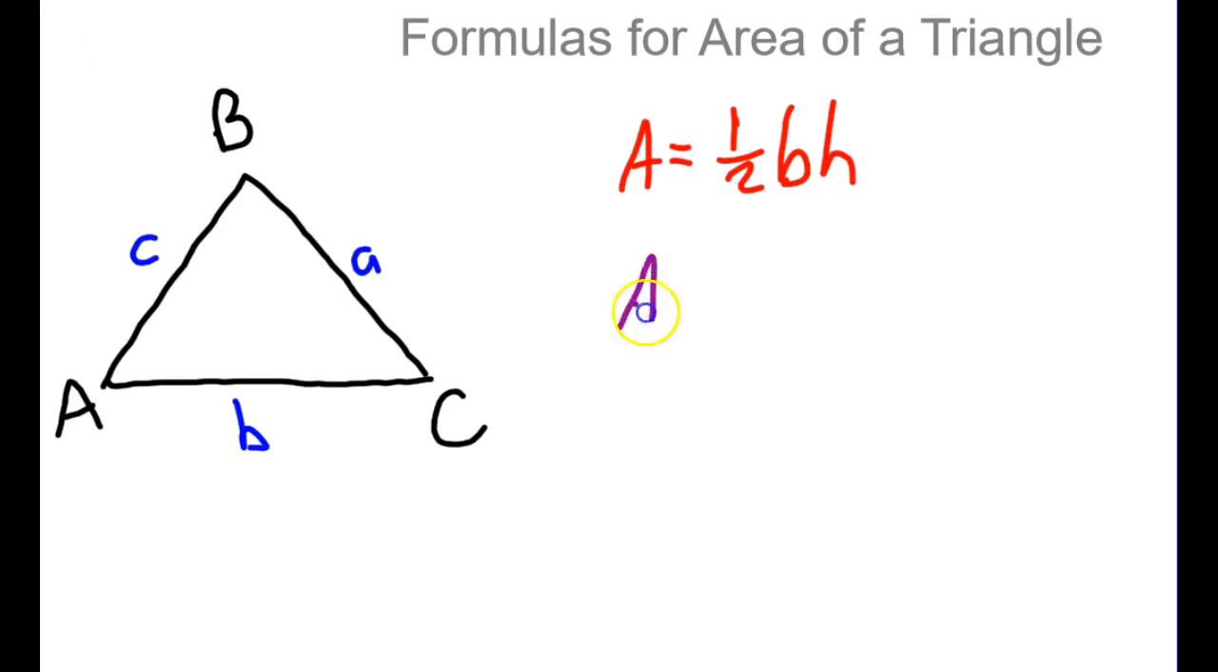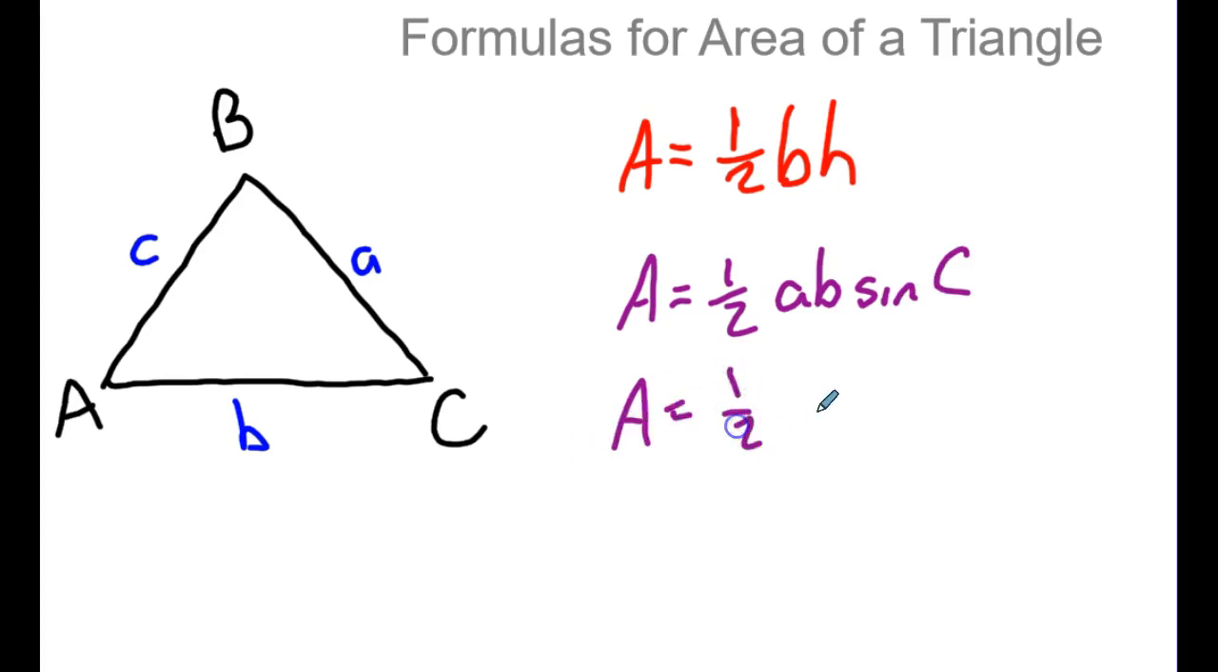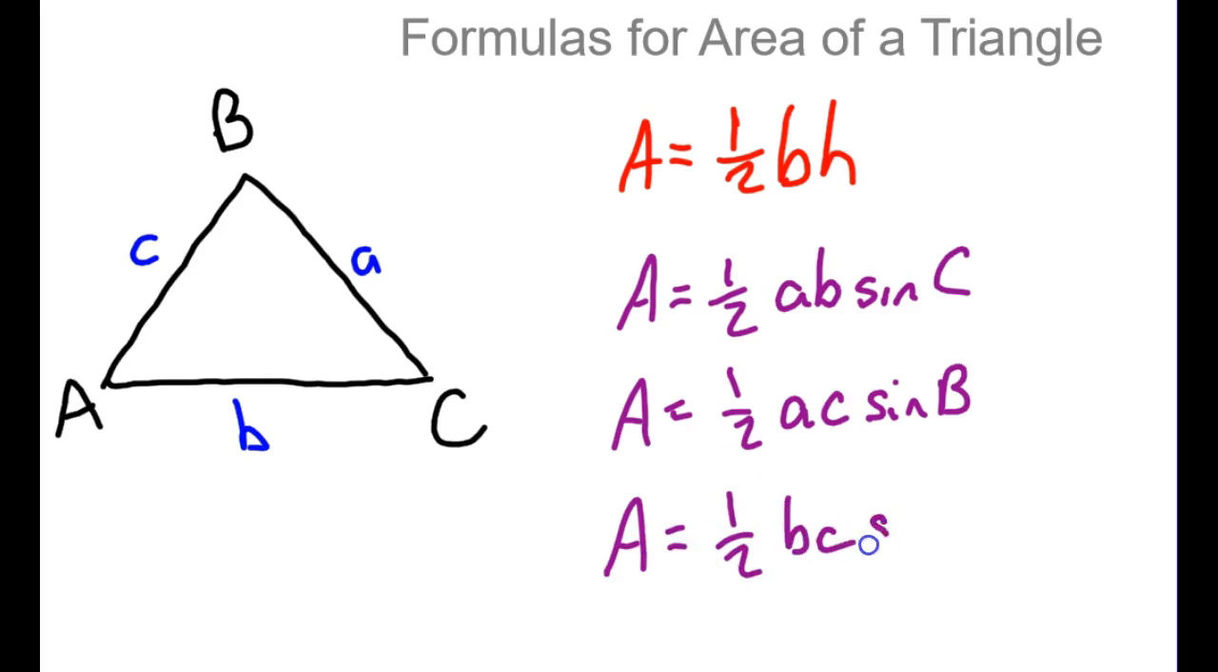First one, A is equal to 1/2 times ab, the side lengths, times the sine of C. Or we could have A is equal to 1/2 times ac times the sine of B. And the third possibility, area is equal to 1/2 times bc times the sine of A.